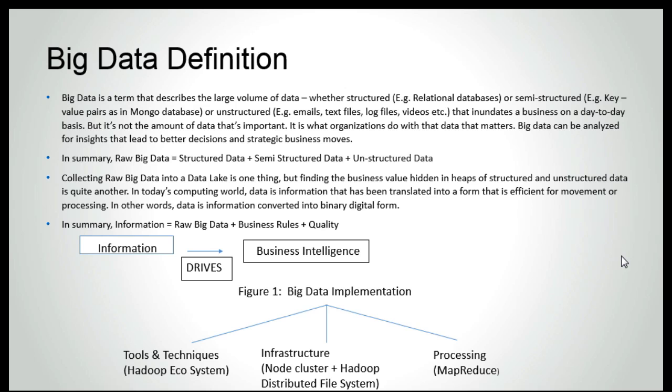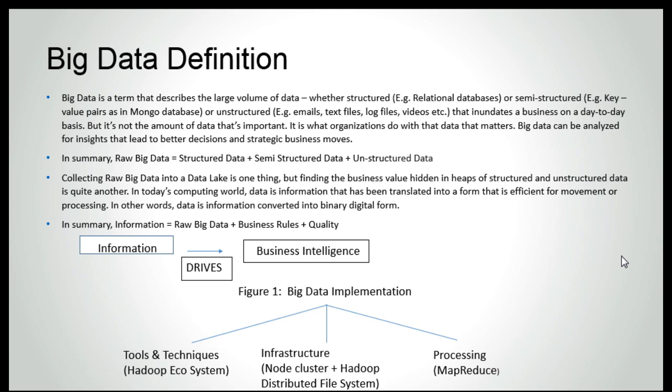What does that information do for us? Information is what drives the business intelligence. So that is the importance of information. Once we have it in the form of information, the raw big data has been transformed. It will drive the business intelligence which is needed by the business decision makers.